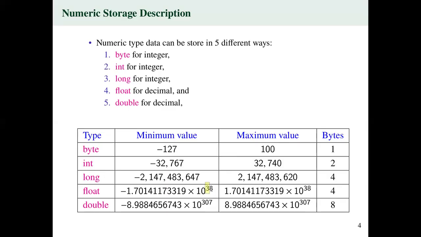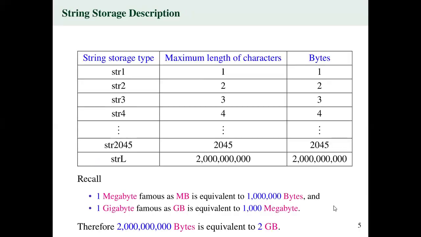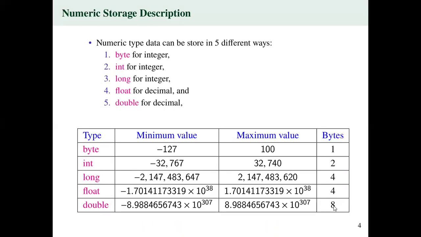And the number is very large, up to 10 to the power 38. And whatever number exceed here, it will consume 8 bytes and it is referred as double. So what is the takeaway from this point? A numeric variable cannot consume more than 8 bytes. The maximum memory which can be consumed by a numeric variable is 8 bytes.